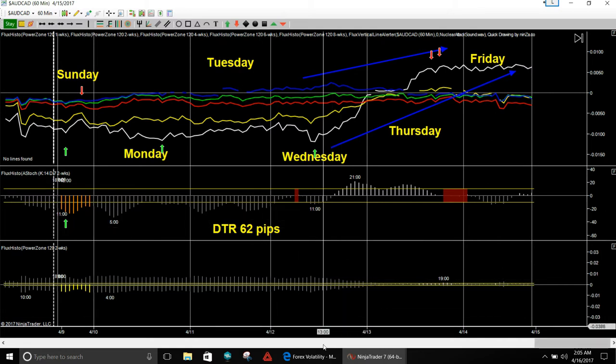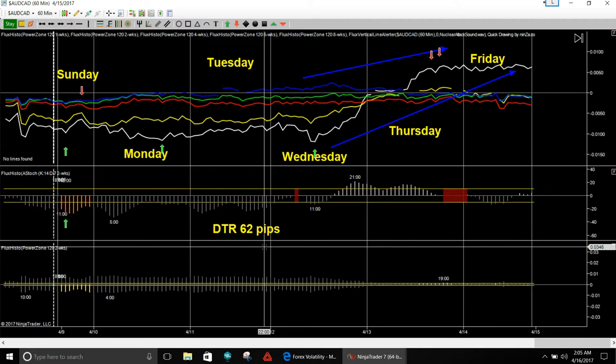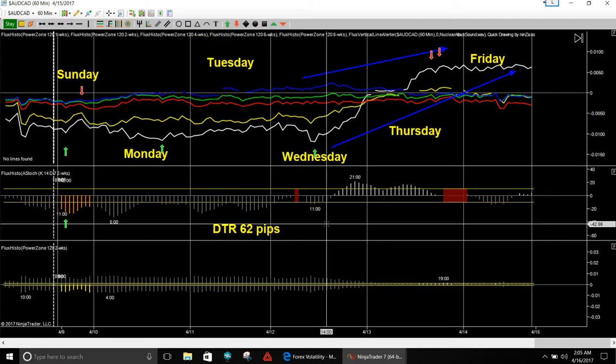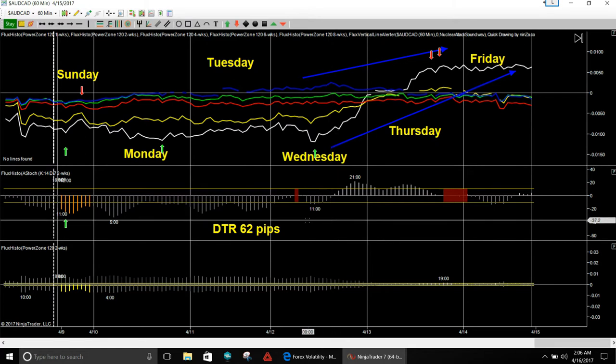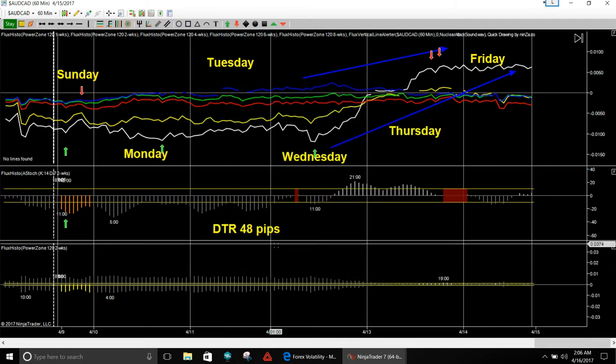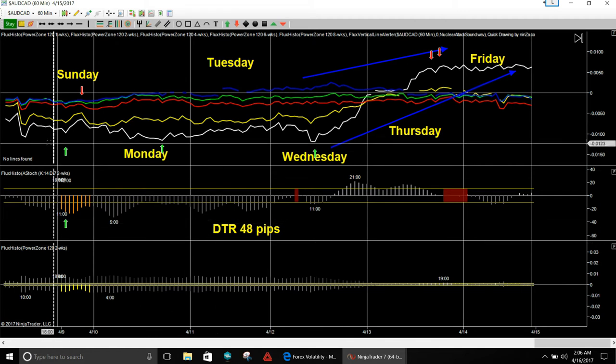Okay, next up is the Aussie US dollar. It's coming in here, 60. No, it's actually 50. No, I'm right, 62 pips trading range. Oh, you know what? I'm wrong. It's 40. I got it mixed up with the Aussie Canadian. Hold on, trader. It's 48 pips. Okay, 48 pips. And we're coming in on Sunday.